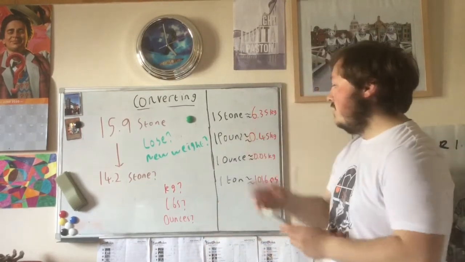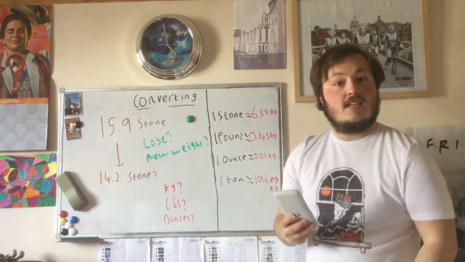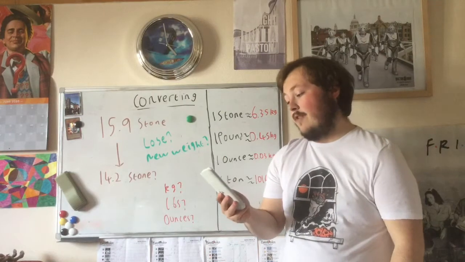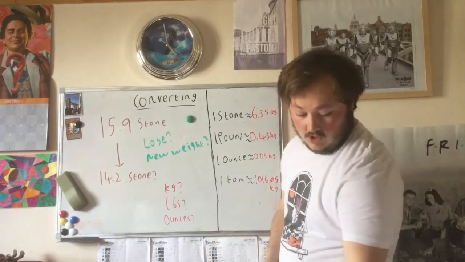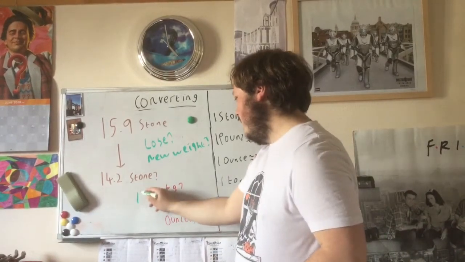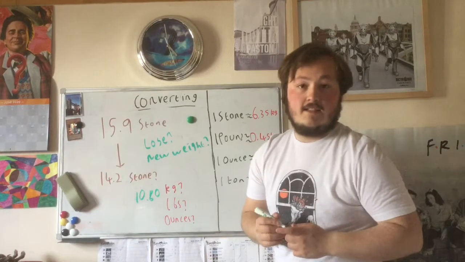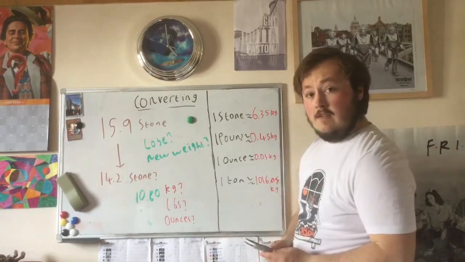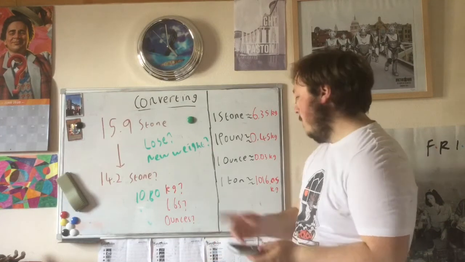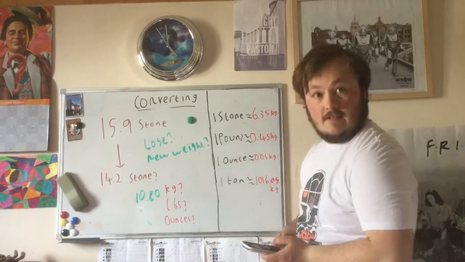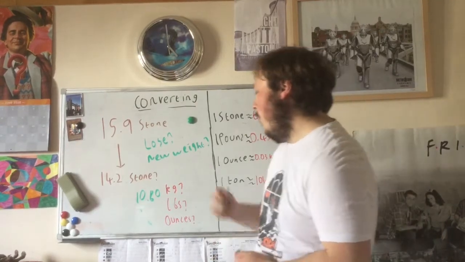So if 1 stone's 6.35, we times that 6.35 by 1.7. So the number of kilograms that I lost will total 10.80. That's to 2 decimal places. Now to find out how many pounds I lost, you have to divide the 10.8 by 0.45, because 1 pound is that, so you need to do some division. And that will get you 24.